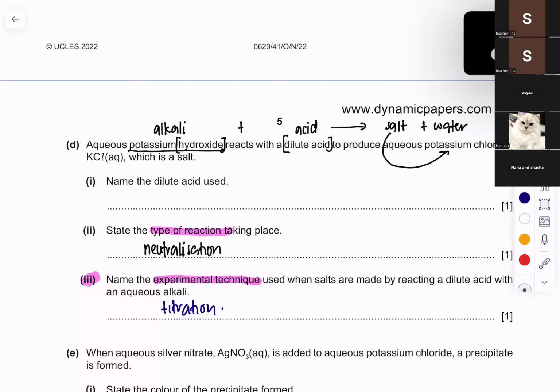And then the experimental technique, the method, is titration. This is an example from your paper 4, paper 41, October/November 2022.